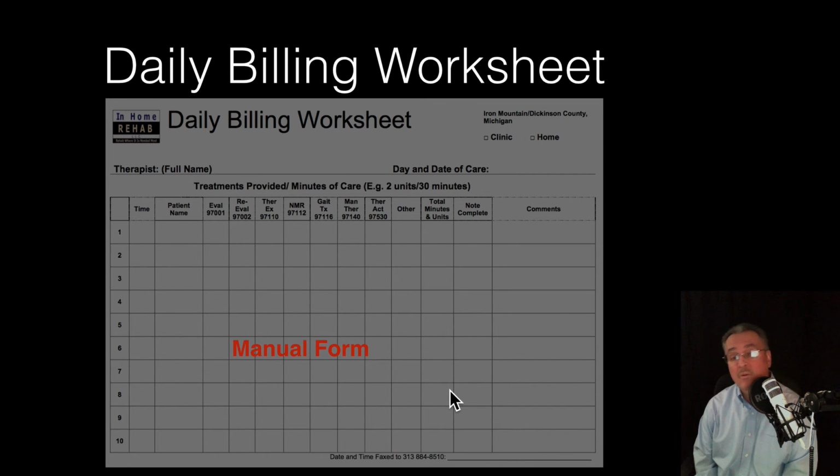Now, a manual daily billing worksheet is just fraught with error. There are just so many things that can go wrong here, in terms of forgetting to bill a patient, billing one incorrectly, transposing numbers, or having it recopied and data entered wrong. So although these are still out there, I really would encourage you to stay away from it and get to something better.